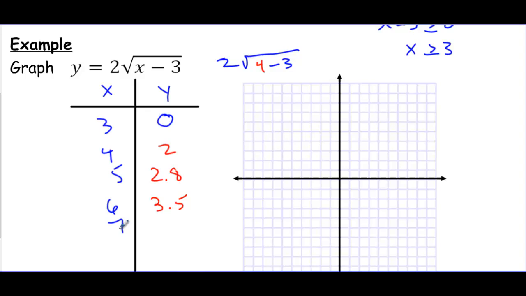I'm not going to use my calculator for 7, because when I plug in a 7 here, let's get rid of this and put in a 7. 7 minus 3 is 4, and I know that the square root of 4 is equal to 2. So this is just 2 times 2, 4. So let's graph these points. I'm going to say 3, 0, 4, 2, 5 goes up to 2.8, 6 goes up to about 3.5, and 7 is exactly 4.